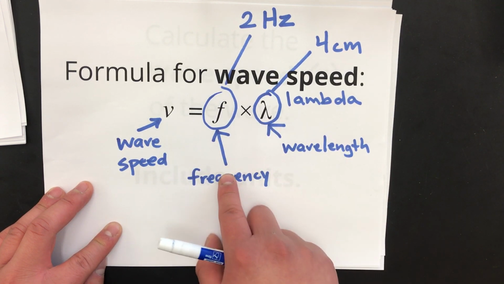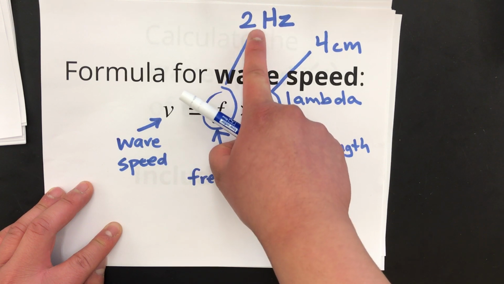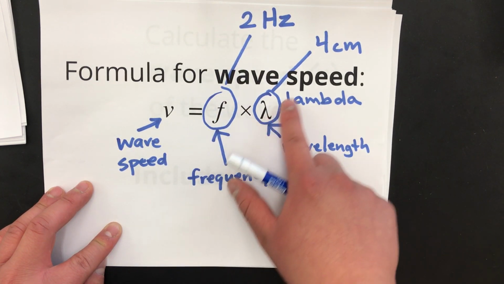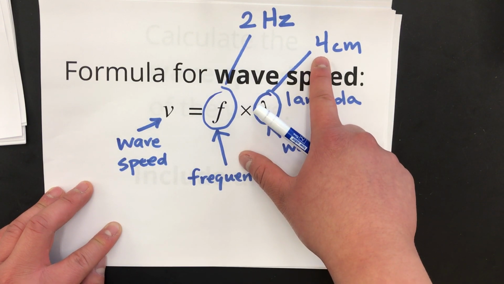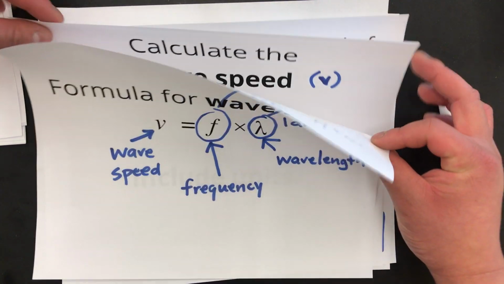Do we have the frequency? Yes, the frequency is given to us as 2 hertz. We just figured that out. Remember, you have to use that which you just figured out. The wavelength, do we have the wavelength? Yes, it's 4 centimeters. We just figured that out. If you forgot, well, let's go back. I'll prove it to you.